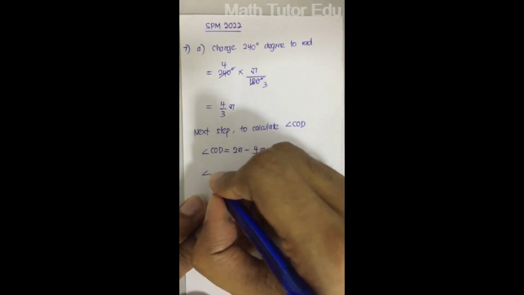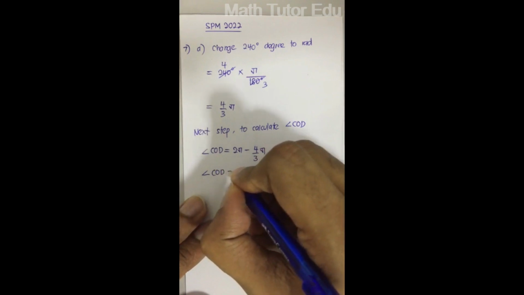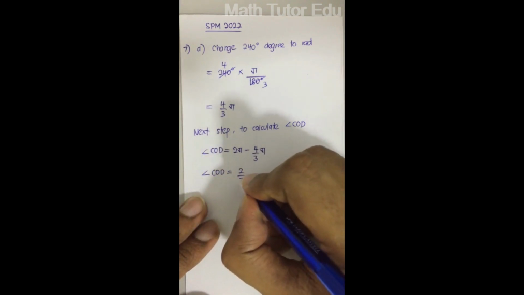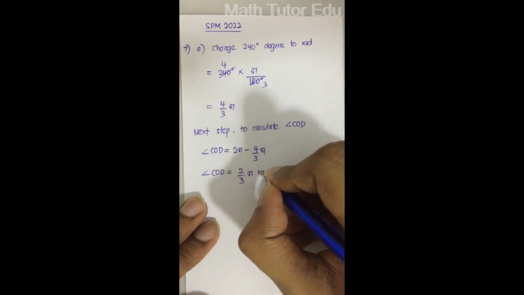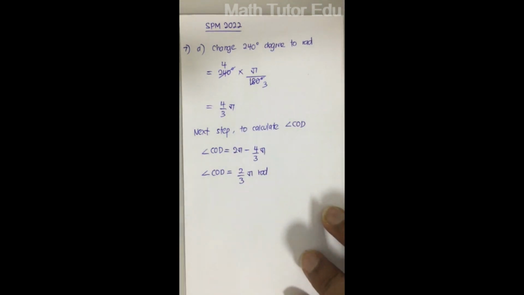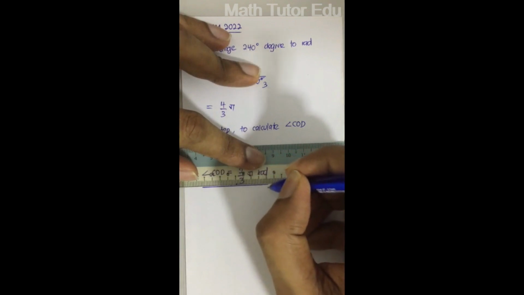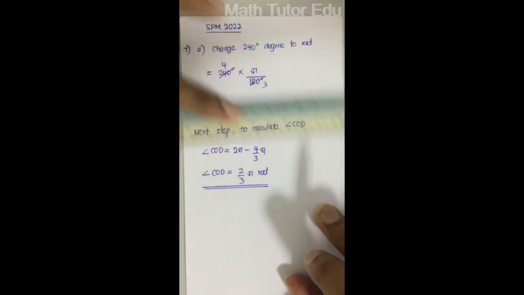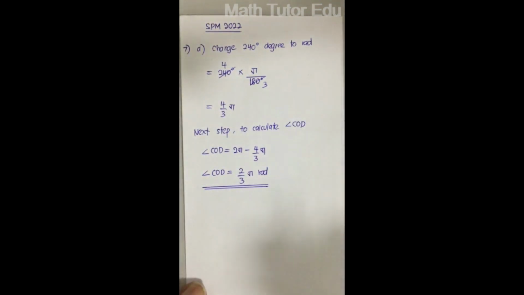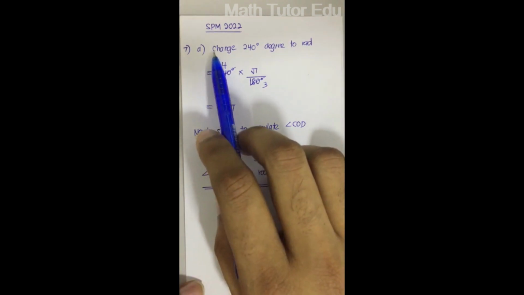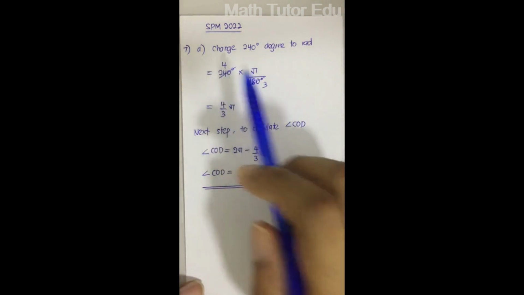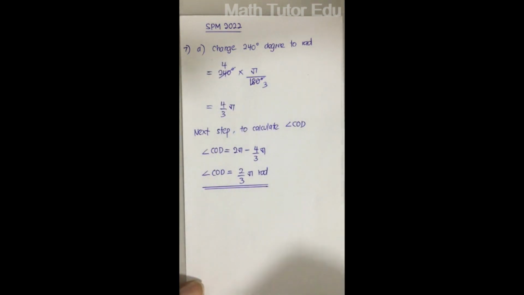So hence angle COD is equal to 2 over 3 pi radian. Very straightforward, guys. Let me just underline the solution. So we are done with question 7 part A. Actually, this question we can solve it very fast. The only reason I give you a longer explanation is so that you are able to understand my explanation better, guys.